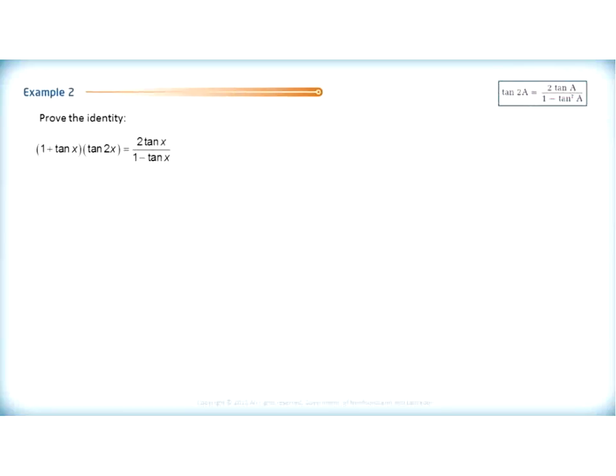Okay, let's have a look at another example here. Prove this identity. Okay, now we're going to have to use our double angle identity for tan 2 theta. And I've written this one up here in the corner for you. Tan 2 theta equals 2 tan theta over 1 minus tan squared theta. So I got 1 plus tan x. Tan 2x, well again, I'm going to replace that with 2 tan x over 1 minus tan squared x. Got to equal 2 tan x over 1 minus tan x.